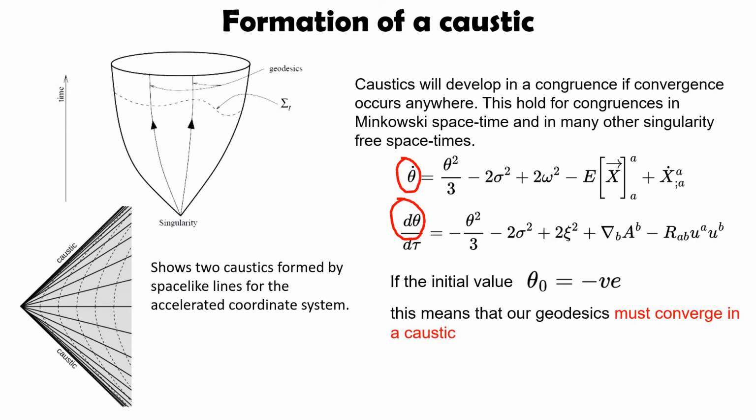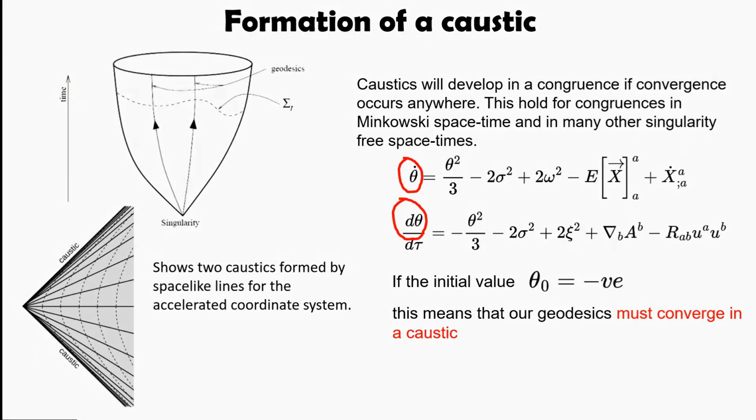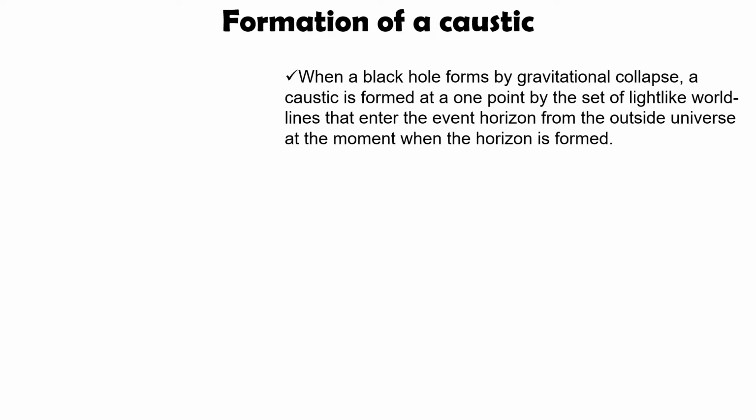Here is another diagram which shows two caustics formed by the space-like lines, the lower end and the upper end. These are again showing two caustics. Now I just explained to you that caustics play an important role in the formation of black holes, etc. Now let me show a very simple diagram, with a nice little animation, to help you understand. Here you see when a black hole forms by a gravitational collapse, a caustic is formed at one point by the set of light-like world lines.